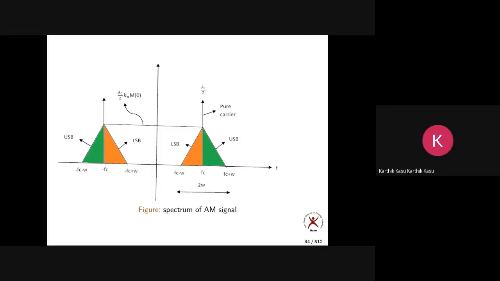W, sir. W only. So the bandwidth of the message signal is W, but the bandwidth of the modulated signal is 2W, meaning twice the bandwidth of the message signal. So this is very, very important in the case of amplitude modulation.